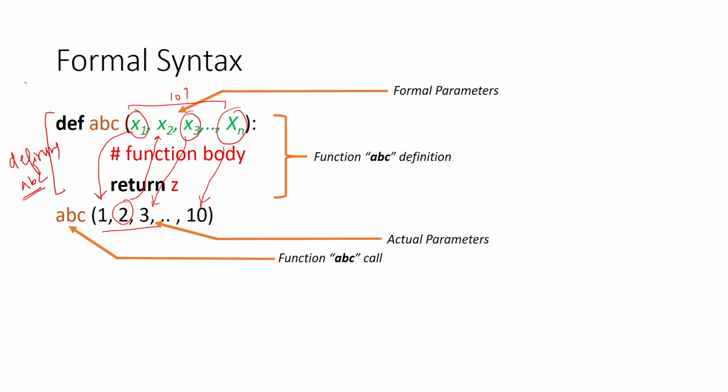So to understand that, you should know what formal parameters are. They are the parameters that are used in the definition of a function. And what are actual parameters? They are the parameters that you actually pass when you do a function call. So once you have defined a function, only then can you call that function. Unless you define the function, you cannot call the function. The system will throw an error.